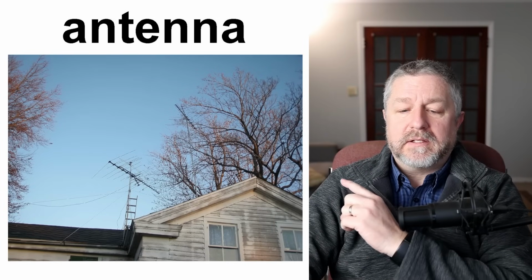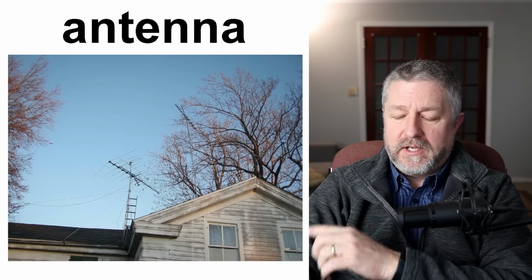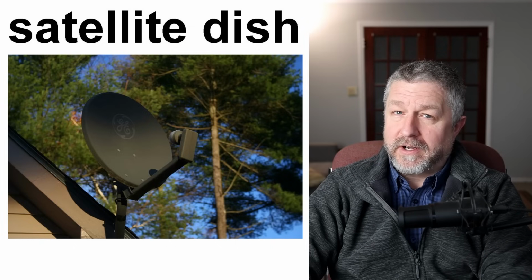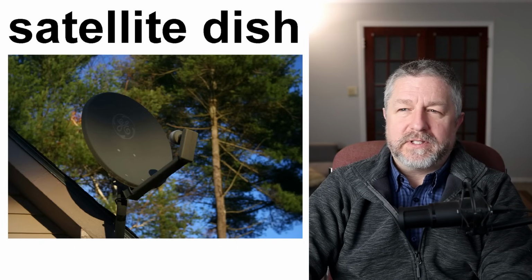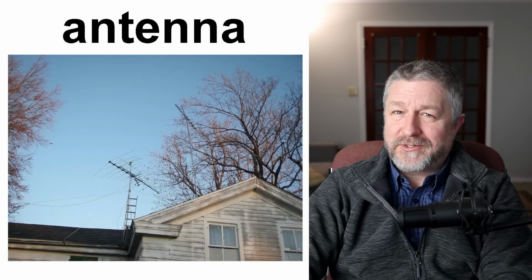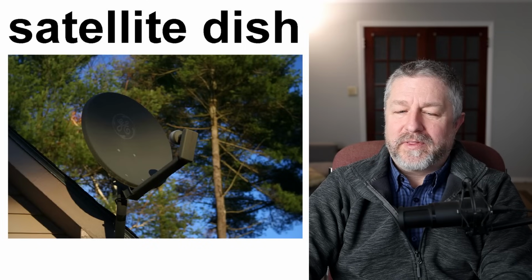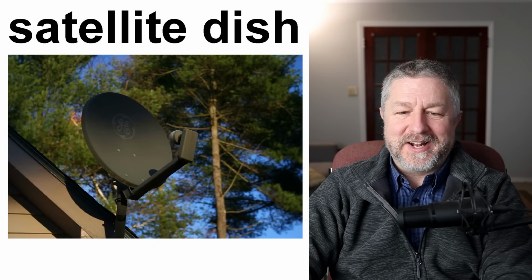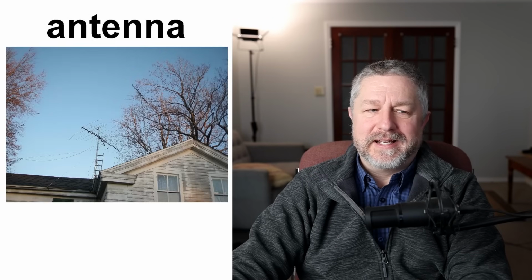So when I was a kid, we had an antenna on our house so that we could watch television. But now we have a satellite dish on our house because we just get more channels that way. With an antenna, we get 6 channels on our TV. With a satellite dish, we get 100 and something channels. I don't even know how many we get. Too many, I think. So a satellite dish and an antenna.